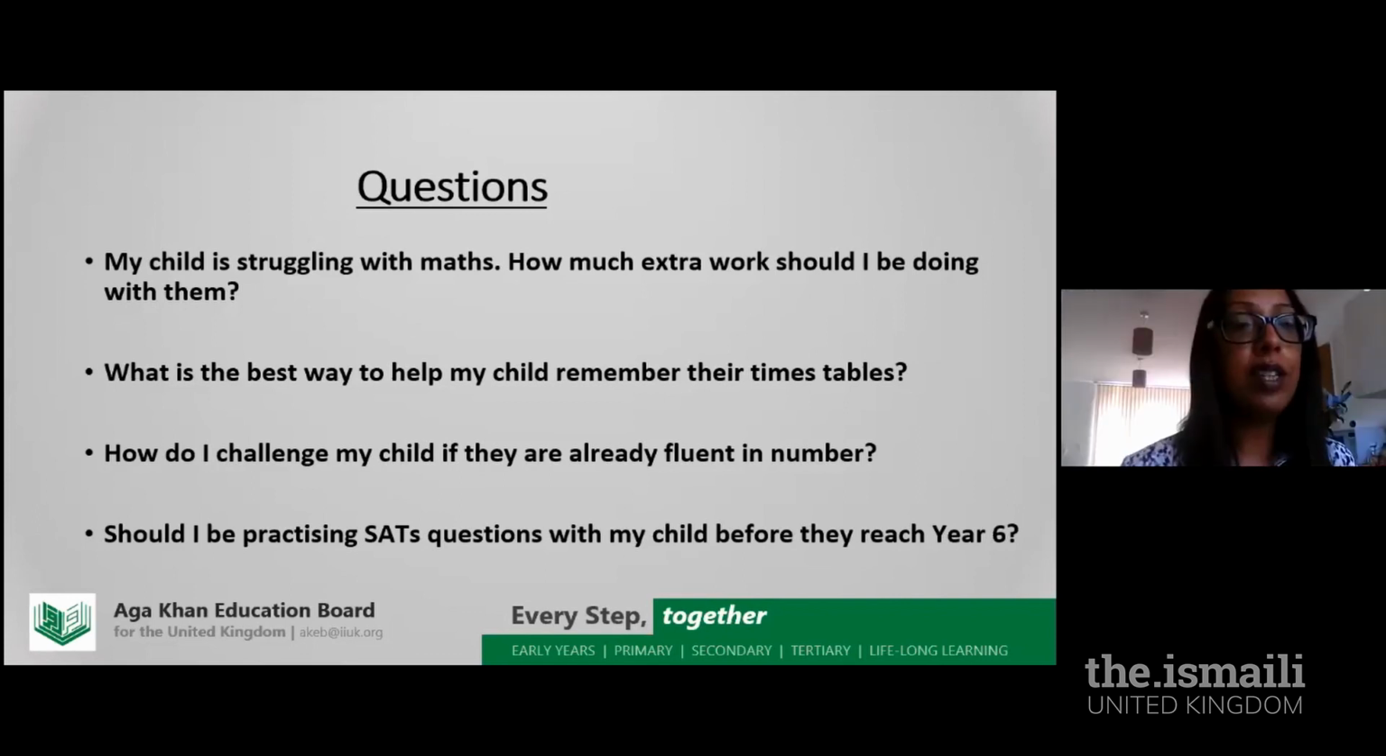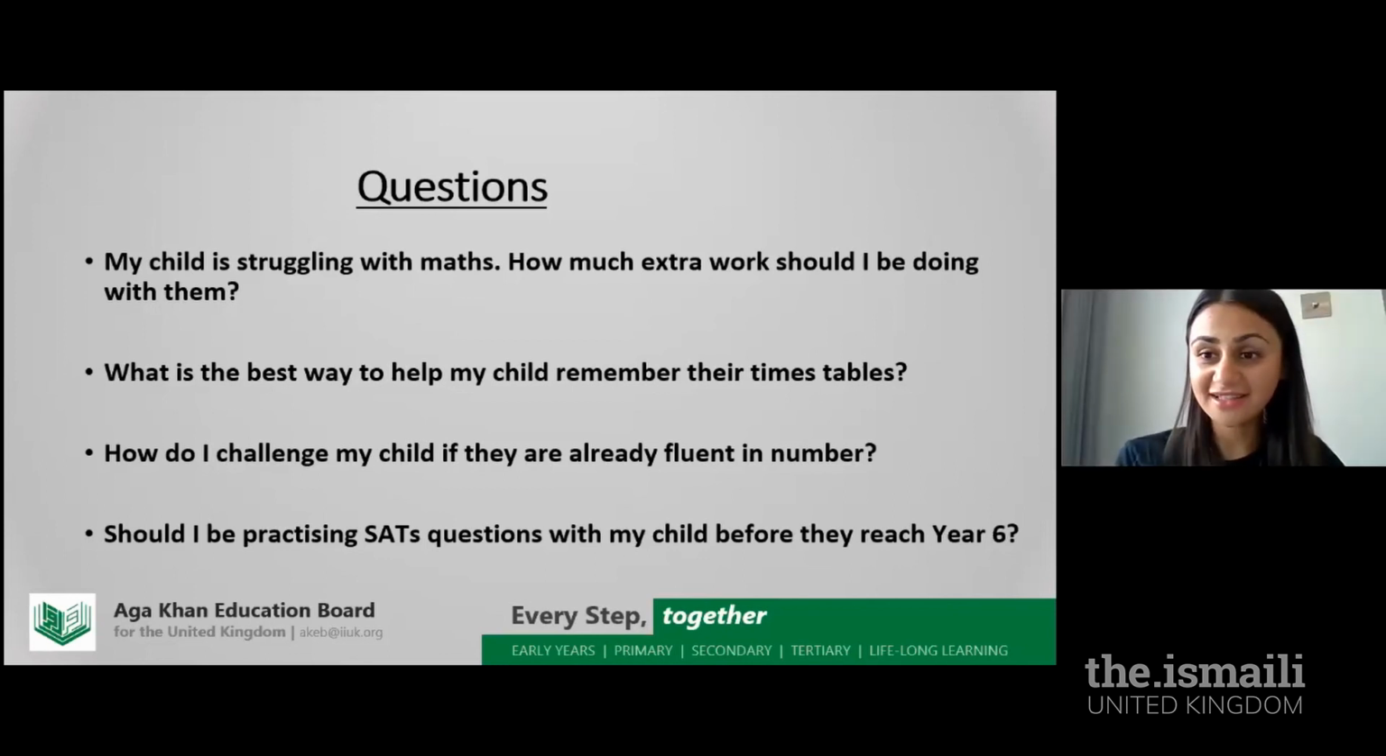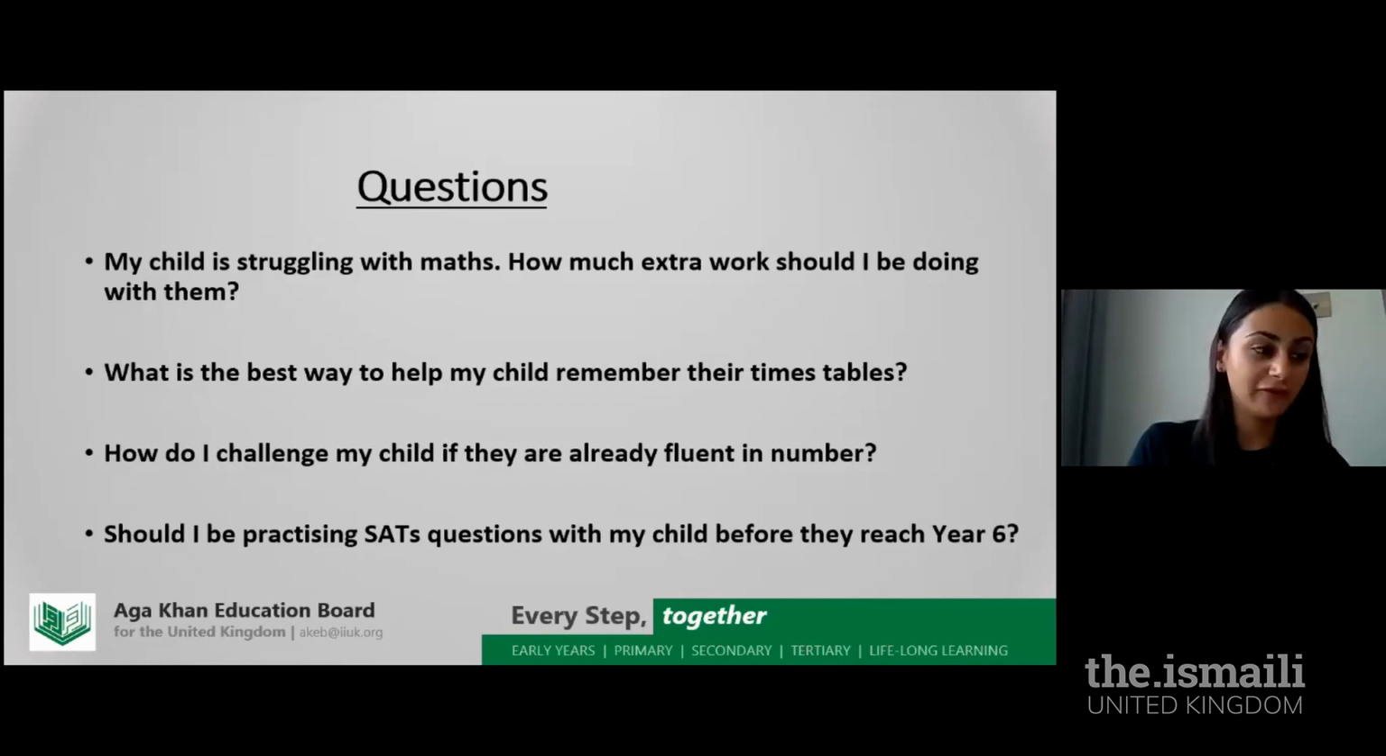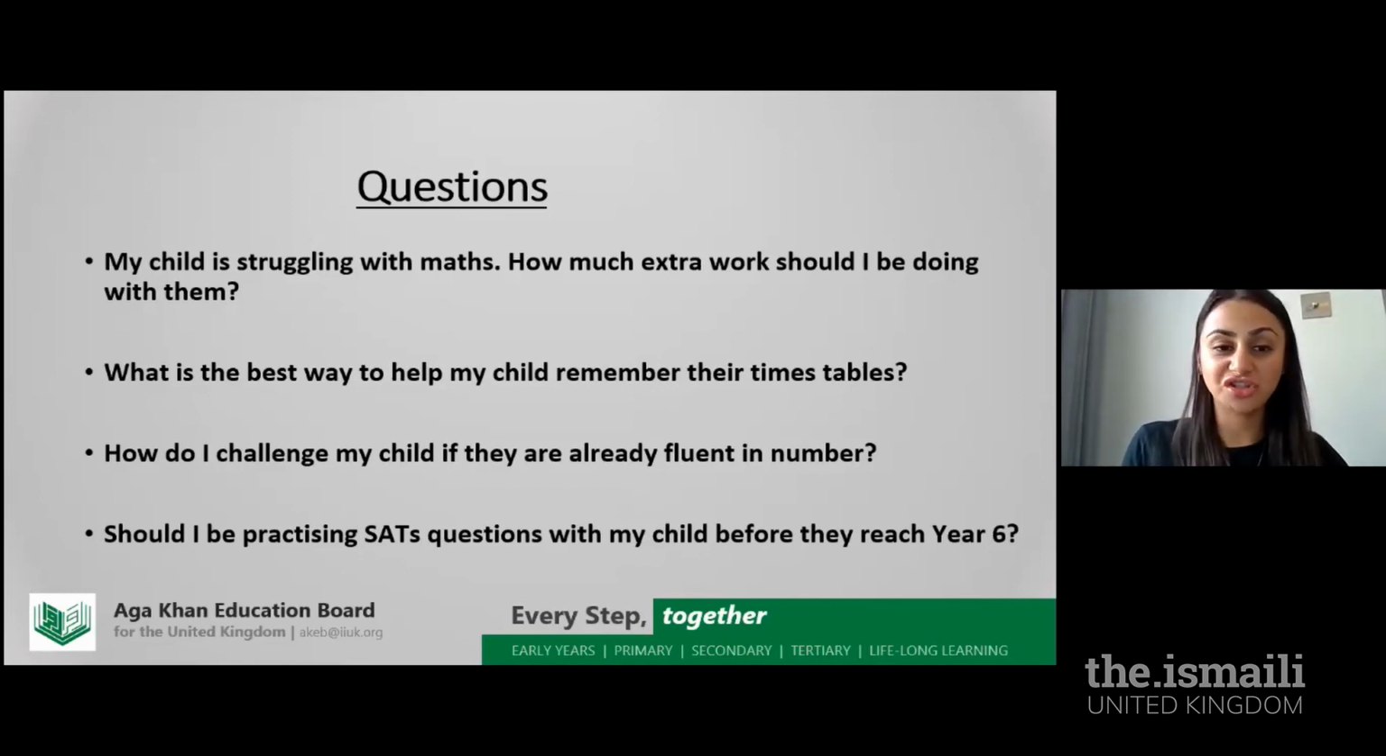Thank you. And the last question, should I be practicing SATs questions with my child before they reach year 6? So if my child is in year 4, should I be introducing them to these SATs questions? I would say yes. I wouldn't necessarily go onto Google, download a year 6 SATs paper and give it to a year 4 child, but when you are looking at, for example, multiplication, I would perhaps lay out a few multiplication questions in the same style as a SATs paper.